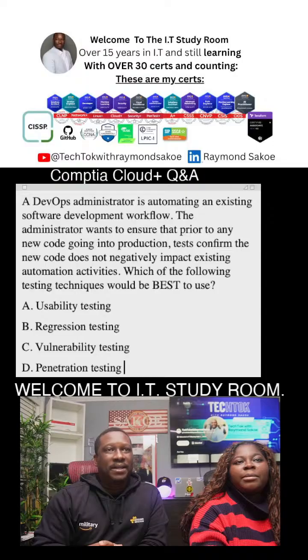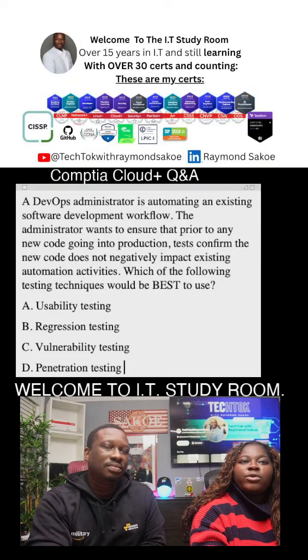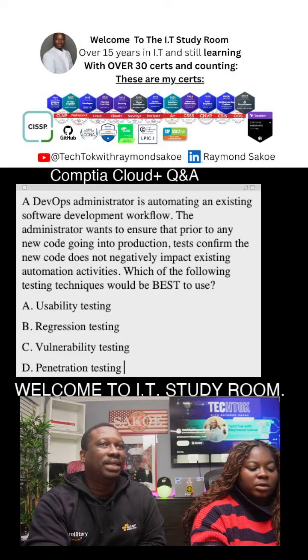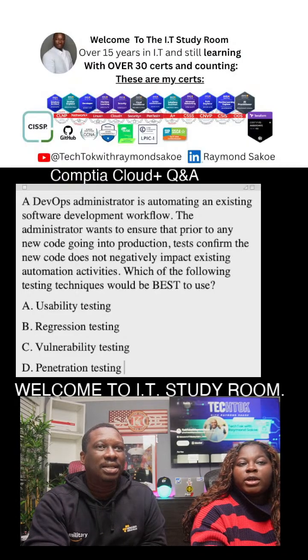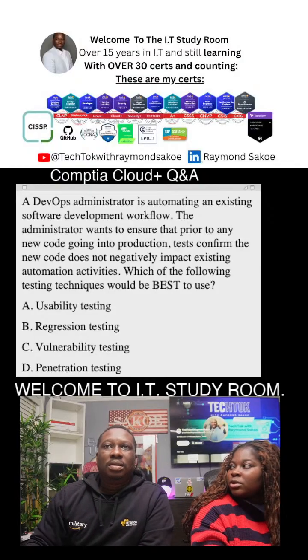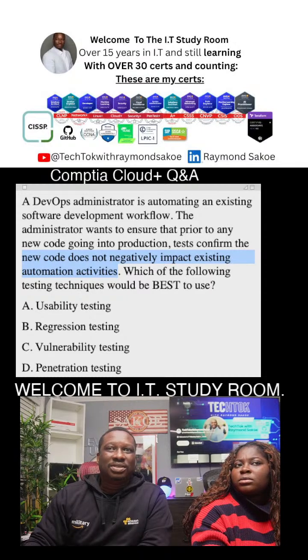Really? So he's saying that in my pen testing session, we do code analysis to look for bugs in code. Pen testing is a broader umbrella, right? So if you're performing pen testing on an application, then yes, it should be part of it. Okay, that makes sense. Now in this situation, if he was taking the test, he has all the right to choose the answer that he chose. But the keyword here says the new code does not negatively impact the existing automation activities, right? So it doesn't have a negative impact or break the existing application.